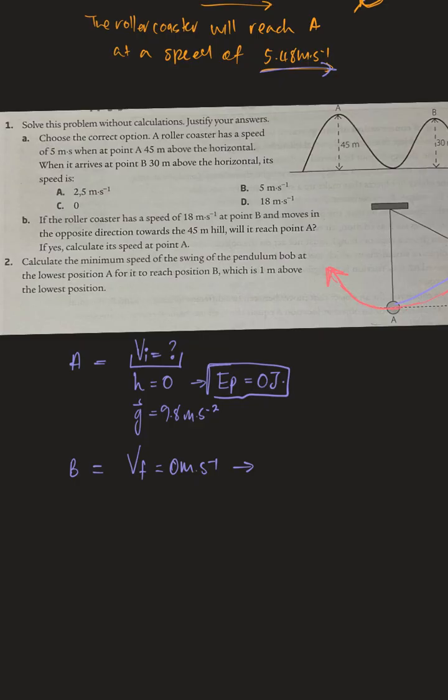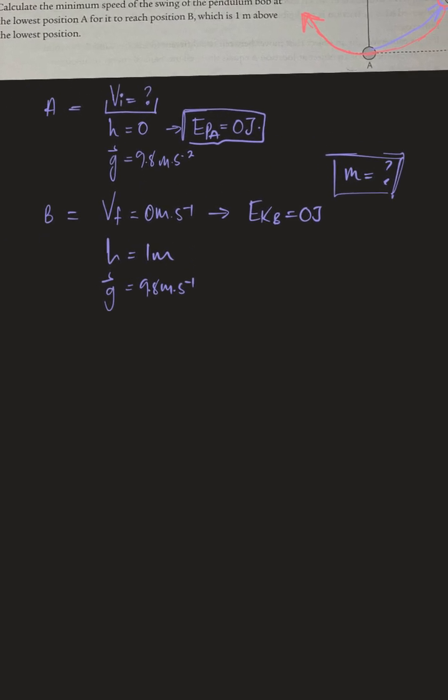So we know now that the velocity at the top there at point B is 0, which means the EK at point B is equal to 0 joules. So the EP at A is 0 joules and the EK at B is 0 joules. The height there is 1 meter and the G value there is 9.8 meters per second squared. Notice the mass again. They don't give us the mass, but it's the same object, so we can factor it out. We can get rid of it.